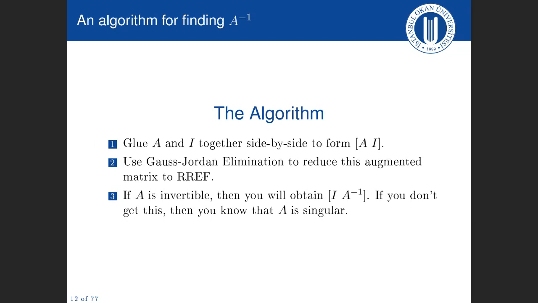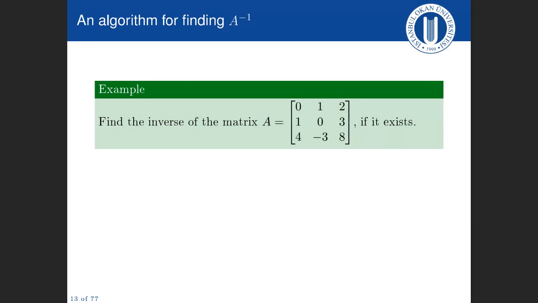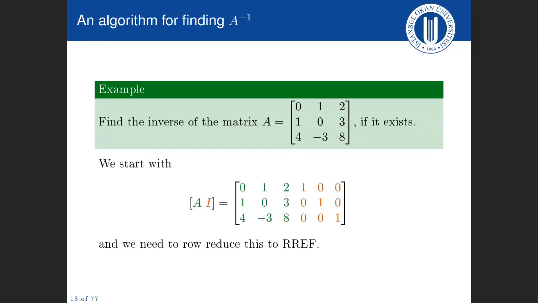Let's do an example. Find the inverse of the matrix 0, 1, 2, 1, 0, 3, 4, minus 3, 8, if it exists. So step one, we're going to glue this matrix together with the identity matrix. We're going to have A on the left and we're going to have the identity matrix on the right. A is a 3 by 3 matrix, so our augmented matrix is going to be a 3 by 6 matrix. And then we're going to row reduce this matrix to reduced row echelon form.